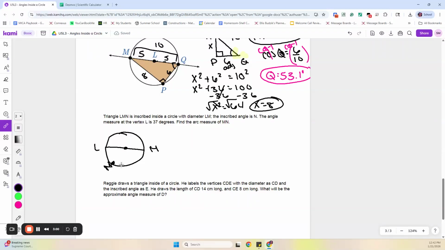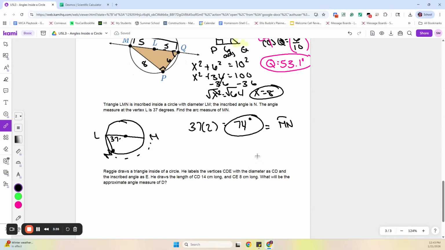The angle measure at the vertex of L is 37 degrees. All right, so we got something like that. Find the measure of arc MN. All right. So for this one, all we want to do is basically double that 37, and then we're going to find this arc right here. So 37, and I double that, is going to be 74 degrees. So that's going to be arc MN.